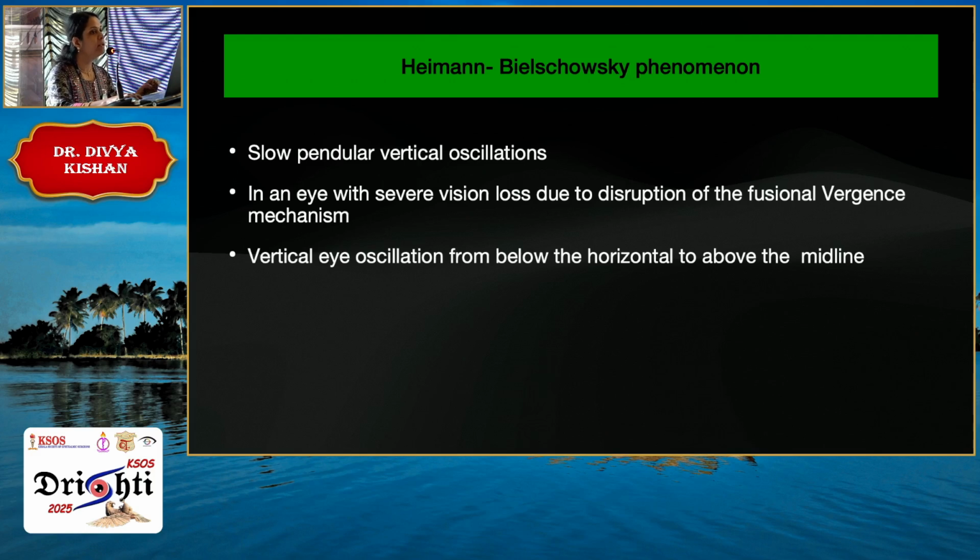Now, the third one is Heimann-Bielschowsky phenomenon, which is seen in patients with severe vision loss in one particular eye. So there is a slow pendular vertical oscillation of the eye, and in the eye with severe vision loss, due to disruption of the fusional vergence mechanism, you see this particular condition. So vertical eye oscillations can occur from below to the horizontal and to above the midline.